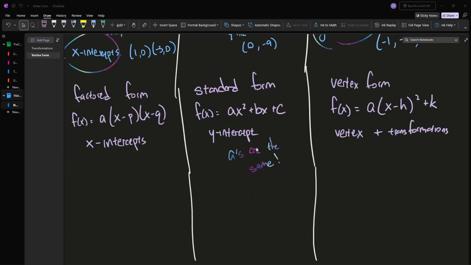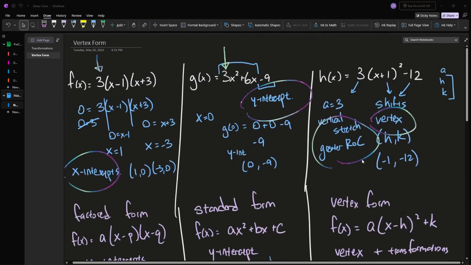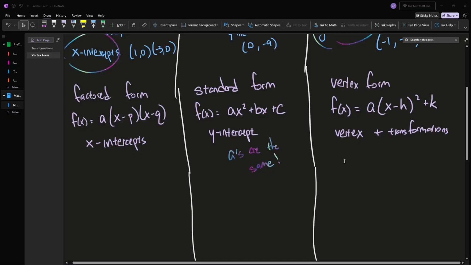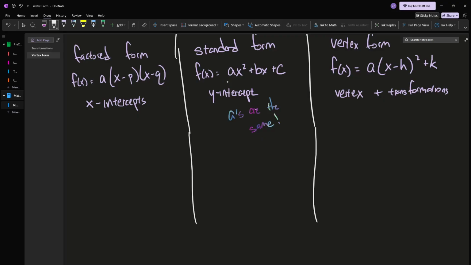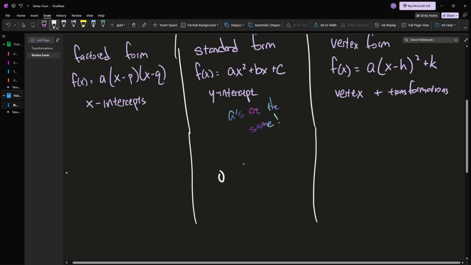Okay, so resuming from where I left off, we want to get back to vertex form somehow from standard form. And we can see right away, we do have a. So to get from vertex to standard form, we can just identify a from standard form. We use the same a.